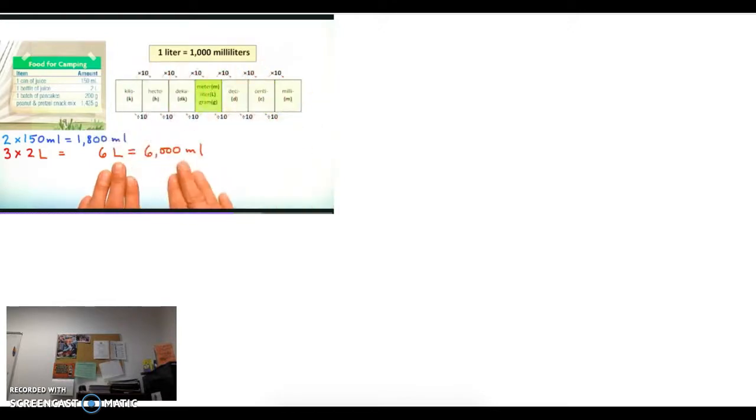or this conversion fact. Well, now we have milliliters to milliliters, so we can compare, and now our story really changes because we see 6,000 milliliters is a lot larger than 1,800 milliliters. And so what we see is that 6,000 milliliters is greater than 1,800 milliliters.